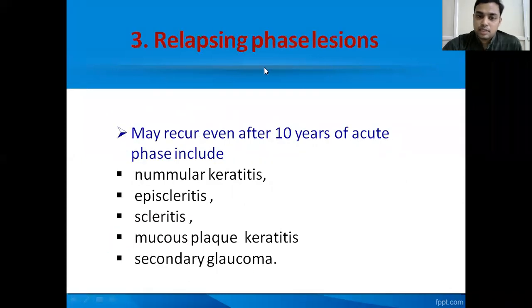Coming to the relapsing phase, this may recur even after 10 years of the acute phase of infection. So even after 10 years, there are still signs of herpes zoster ophthalmicus. What are the different signs we see in the relapsing phase? We see nummular keratitis, scleritis and episcleritis, mucus plaque keratitis, and secondary glaucomas. So these are the different phases of herpes zoster ophthalmicus infection. 3 phases are there: acute phase, chronic phase, and relapsing phase. Acute phase lasts for 2 to 3 weeks, and chronic phase for 10 years. If it is more than 10 years, then we call it a relapsing phase.